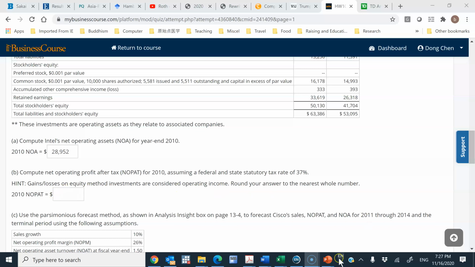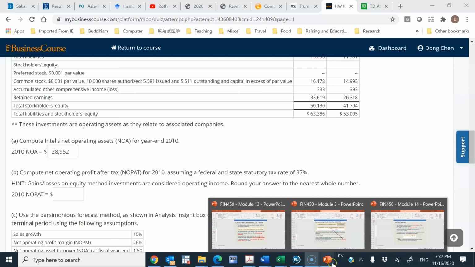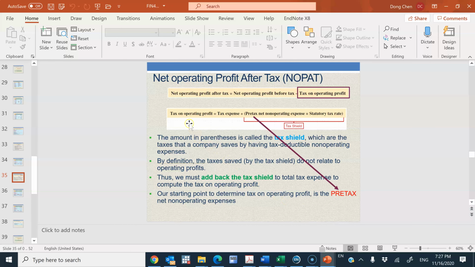So if we check the lecture slides for module 3, we can find that the formula to get the NOPAT is NOPBT, net operating profit before tax, minus tax on operating profit. And further, tax on operating profit equals tax expense plus pre-tax net non-operating expense times the statutory tax rate. So we start from NOPBT.